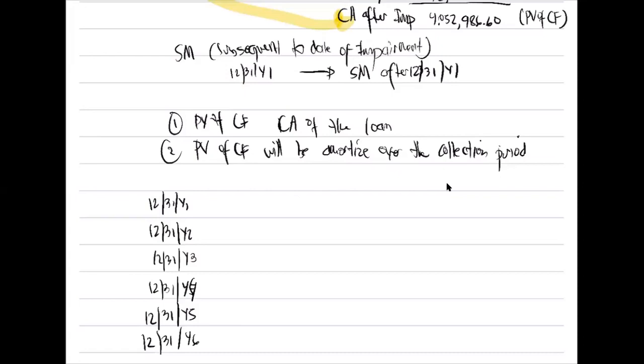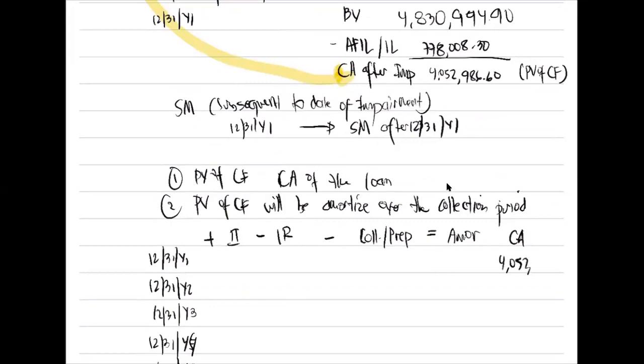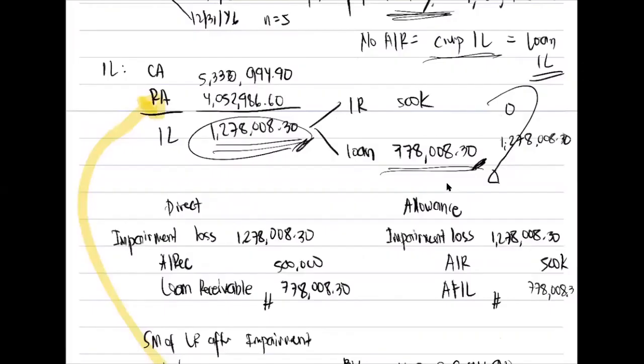So, di ba, andito tayo yung interest received, interest income, and then we have here your collections or principal repayment, and then we have your amortization, and then we have your carrying amount. Or baliktarin natin: interest income, interest received. Para less interest income, less interest received, less collection or prepayment, we have your amortization. So what is the carrying amount as of December 31, year 1? 4,052,986.60.